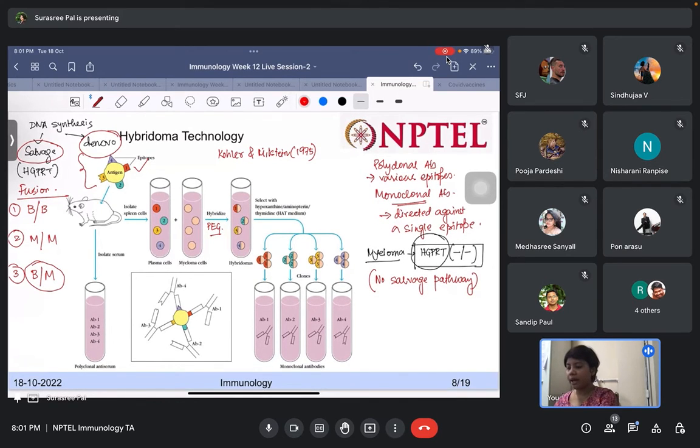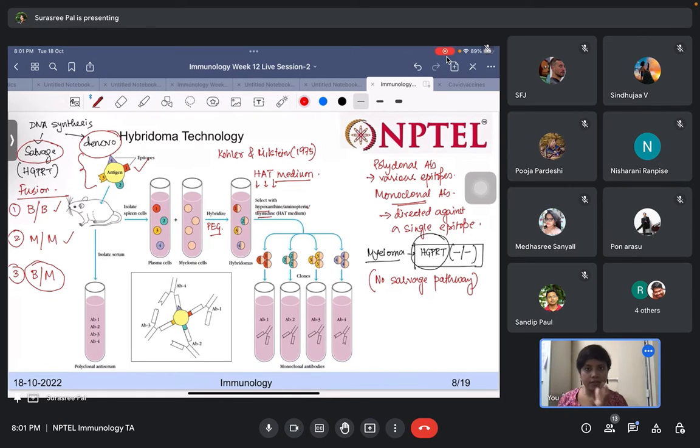Now, how can we prevent the fusion of a B cell with a B cell and a myeloma cell with a myeloma cell, which will not be required for our production of monoclonal antibodies? For that selection, we need a selection medium, and the medium used here is the HAT medium. HAT stands for H for hypoxanthine, A for aminopterin and T for thymidine.